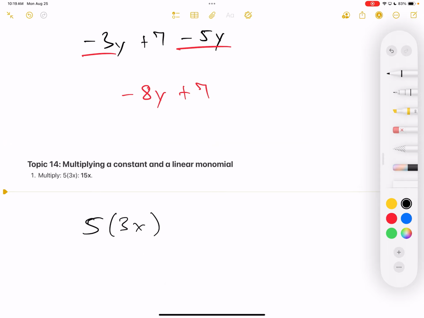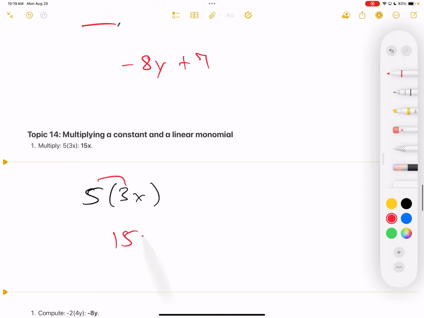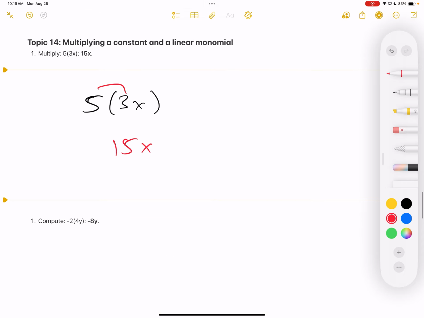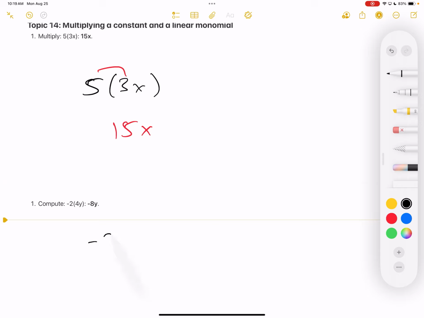Multiplying, kind of like the exponent, when you have a number outside, instead of taking the exponent to everything inside here, we're going to take this times everything inside of here. So 5 times 3 would be 15x. This one, same thing, but with a negative. Negative 2 times 4y would be negative 8y.